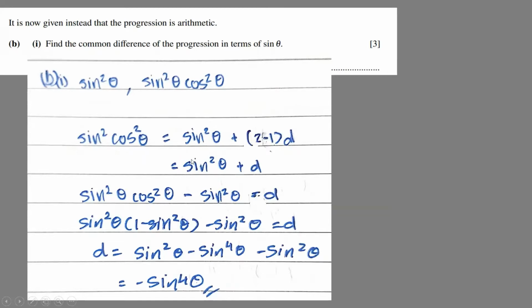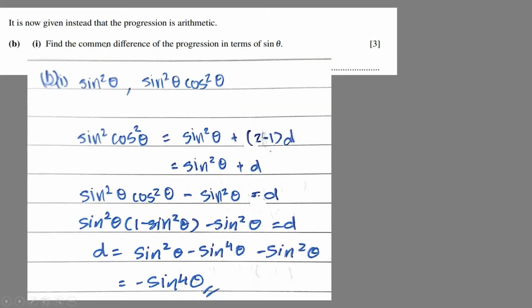Simplifying this, 2 minus 1 gives us just d, and bringing the sine squared to the other side and factorizing, and using cosine squared theta equals 1 minus sine squared theta, we can expand this out to give us sine squared theta minus sine to the power 4 theta minus sine squared theta, which will just give us negative sine theta raised to the power 4.